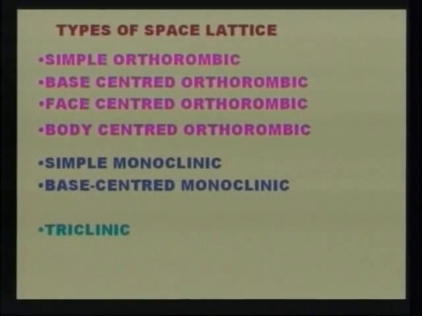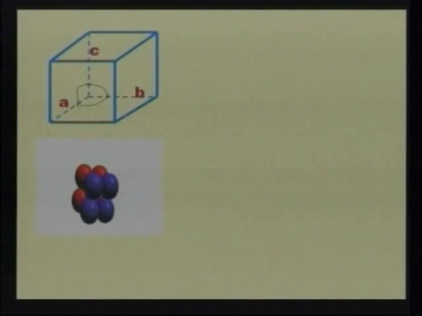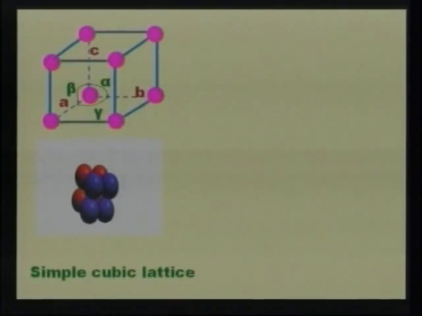Let us see those space lattices. Now you can see the simple cubic space lattice. Here there is a cube which contains atoms arranged at the corners. You can see in this view, these are the 4 atoms arranged at the corners.